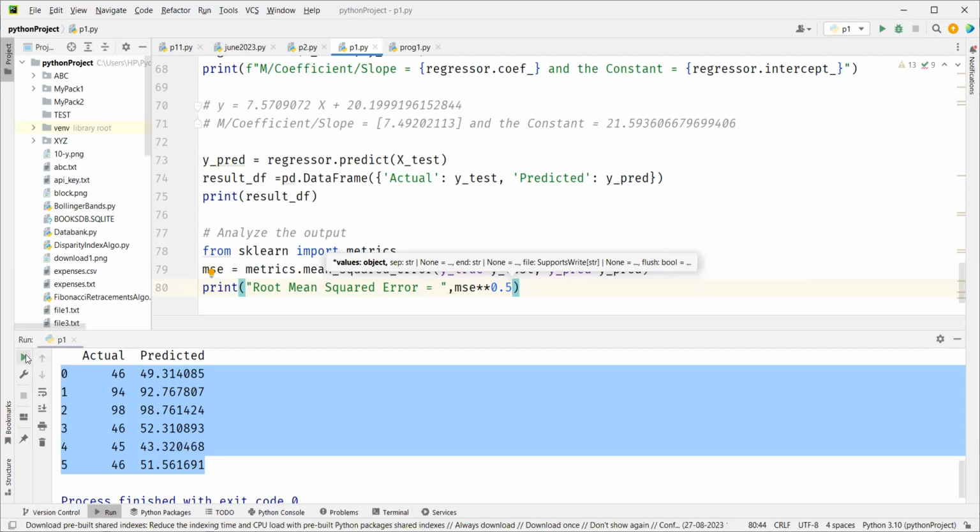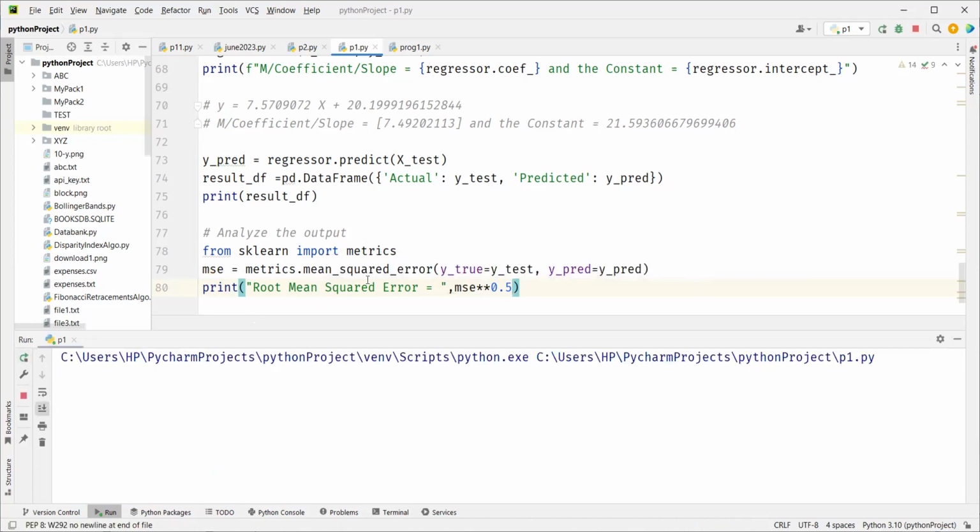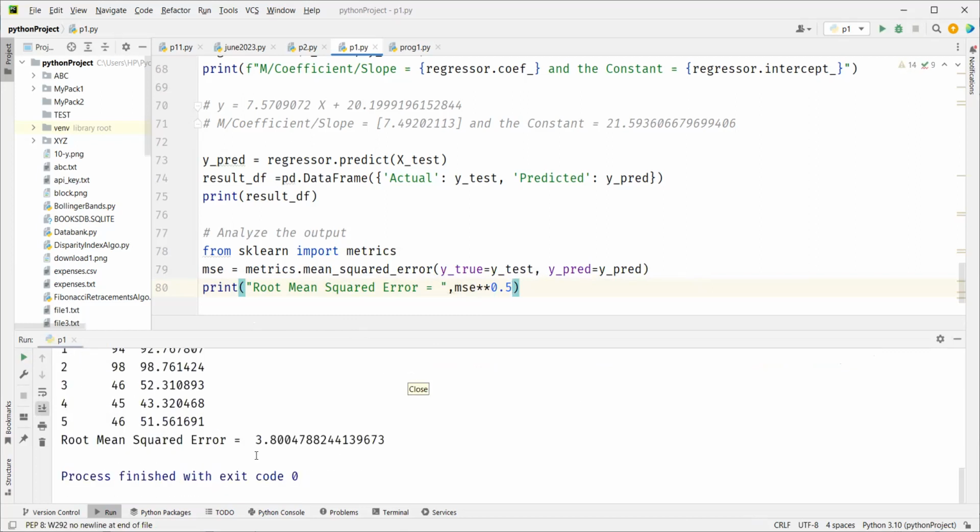This should be 3.8. This is what we had calculated in Excel, 3.8. Let's see if we get 3.8 or not here. You got 3.8, right? This is what we had calculated in Excel also, isn't it? So root mean squared error is the square root of MSE.